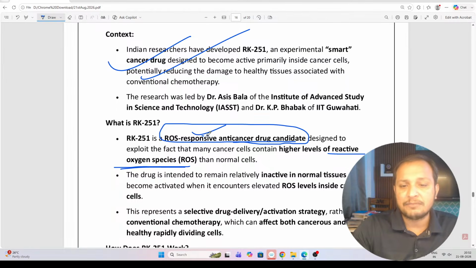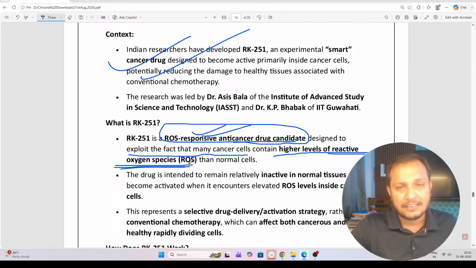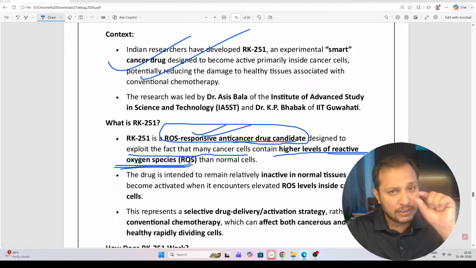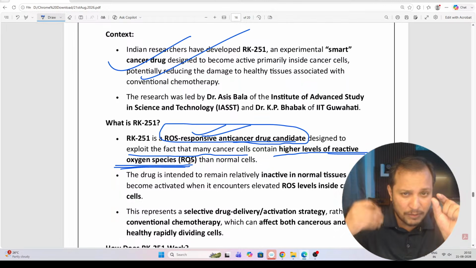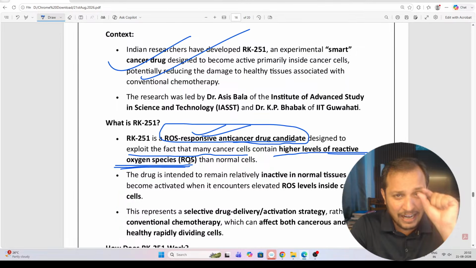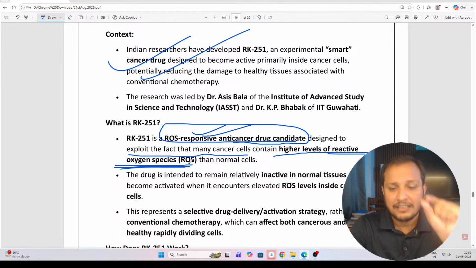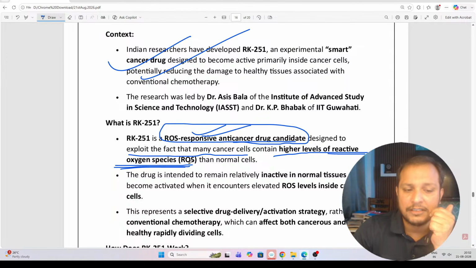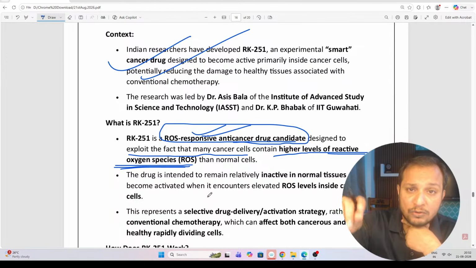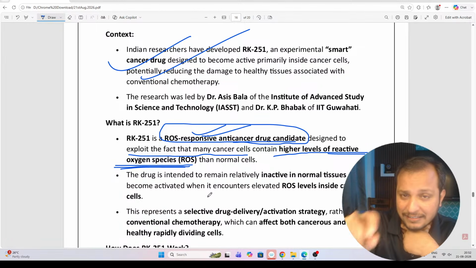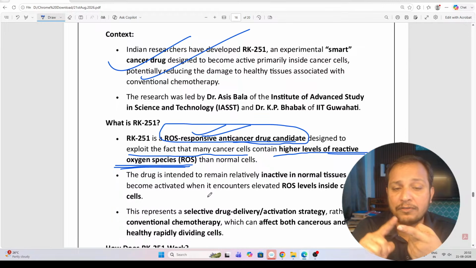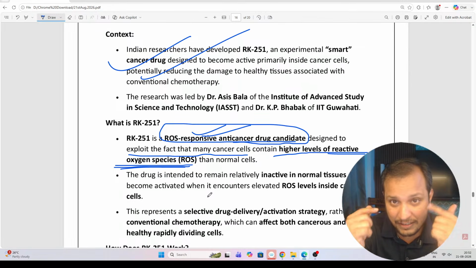This drug is designed to exploit the fact that many cancer cells contain higher levels of reactive oxygen species. So guys, if you have cancer cells in your body, those cancer cells are different and normal body cells are different. Cancer cells will have high levels of reactive oxygen species. Very, very important. So the drug will go to those cancer cells only, and because of the high levels of ROS, this drug will be active.